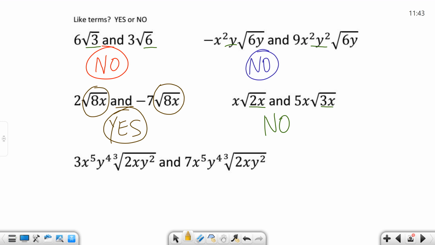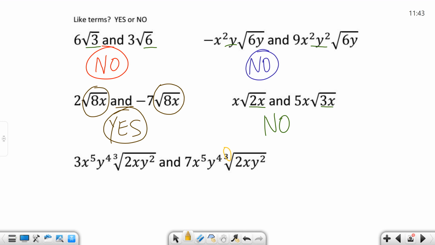What about there's just one on the bottom here, isn't there? 3x to the fifth, y to the fourth. So x is to the fifth and y is to the fourth. X to the fifth, y to the fourth. Those are good, right? Then the 2xy squared is all in there.